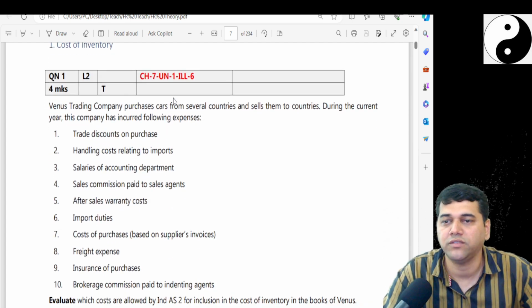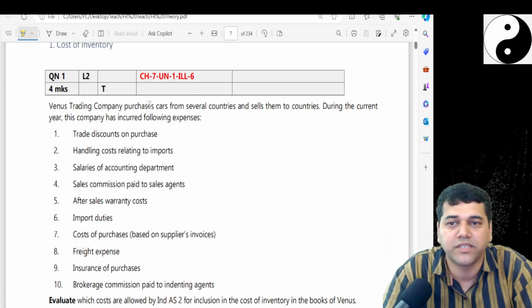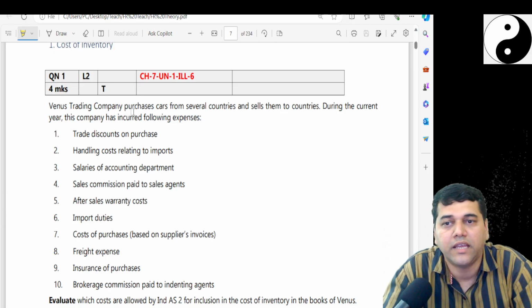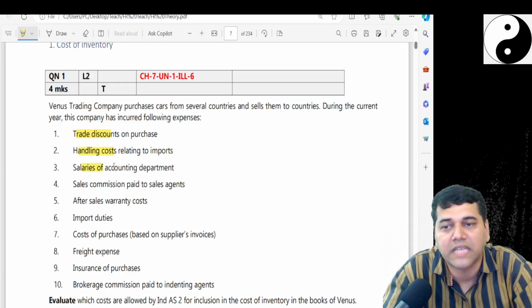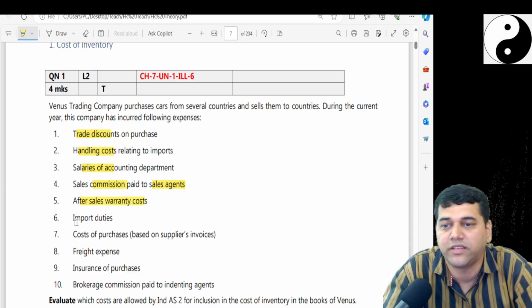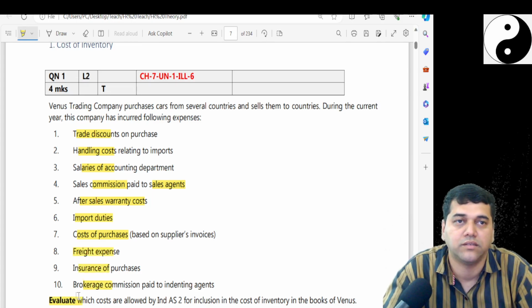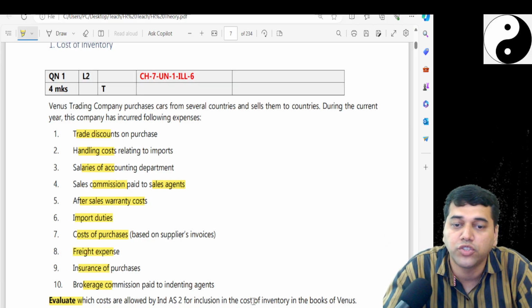The first question, very simple, a 4-mark question. Venus Trading purchases cars from several countries and sells to several countries. They have incurred the following expenses: trade discount, handling, salaries of the accounts department, commission to the sales agent, after sales warranty, import duty, cost of purchases, freight, insurance, brokerage. Evaluate which of these should be allowed as per Ind AS 2 for inclusion in the cost of inventory.